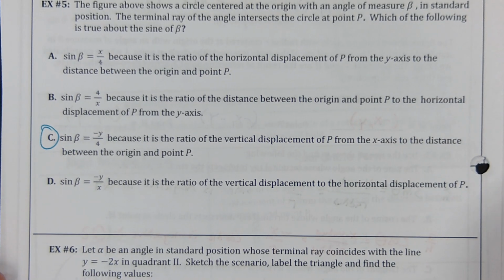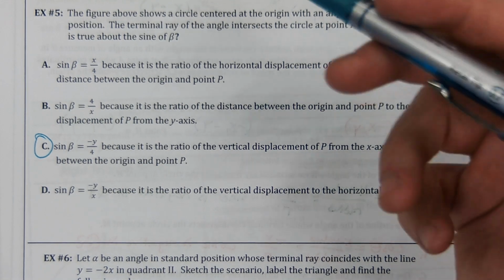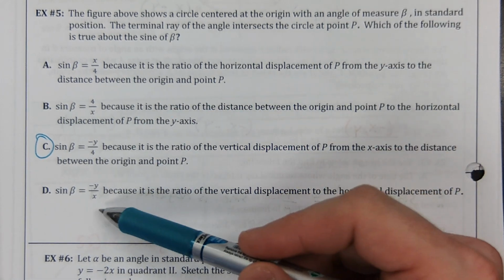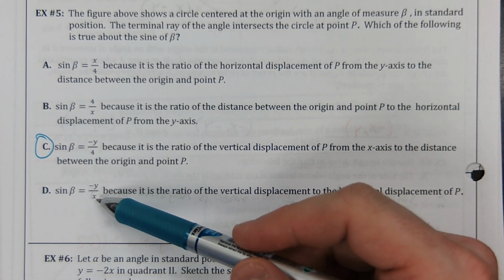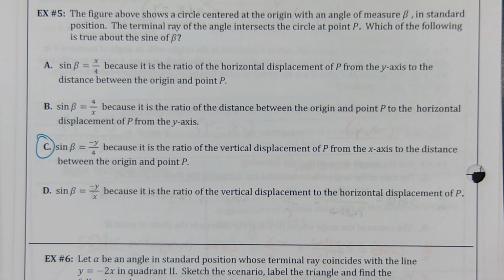Ta-da! Notice you didn't even need to know that r was 4. It was the only one that had negative y on the top of the fraction. Oh, I lied. That one does too. Yeah, but it has x in it. And the only one that has y's and x's is tangent, not tangent. At least as far as you guys know.